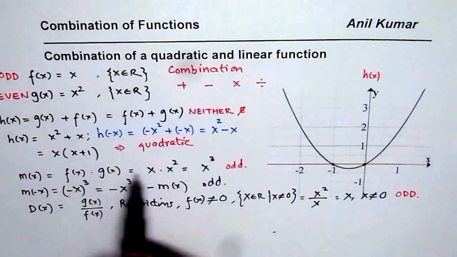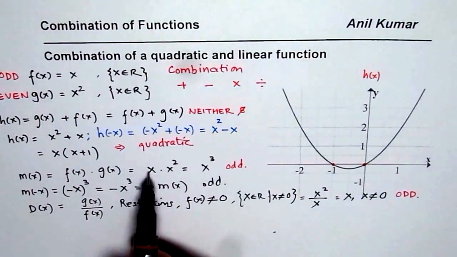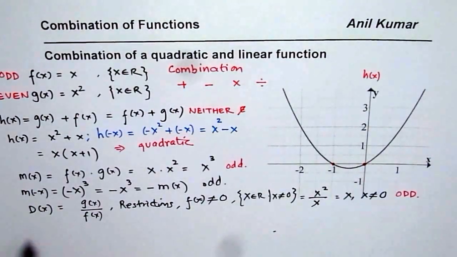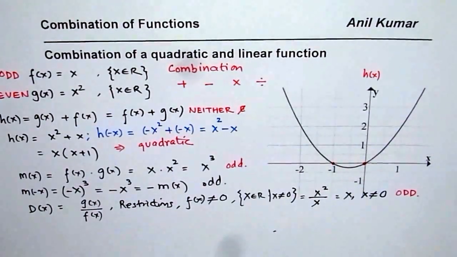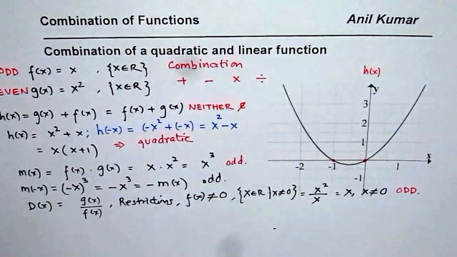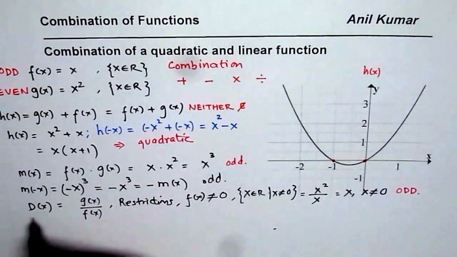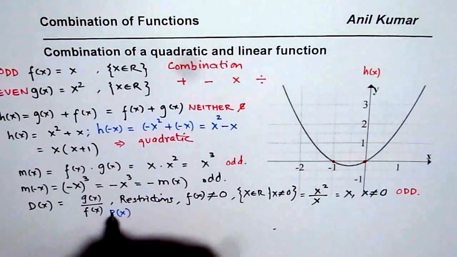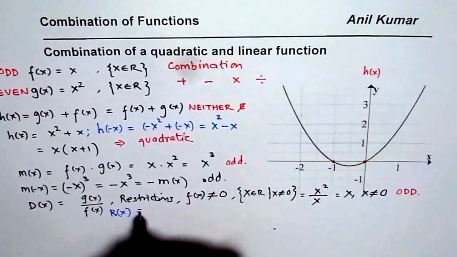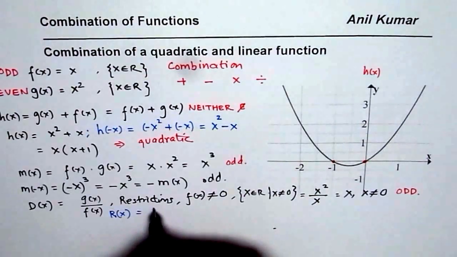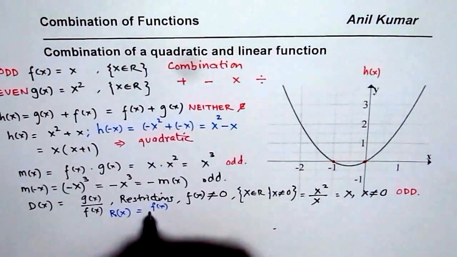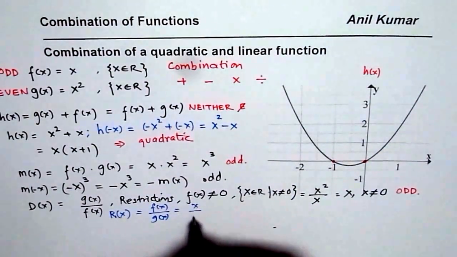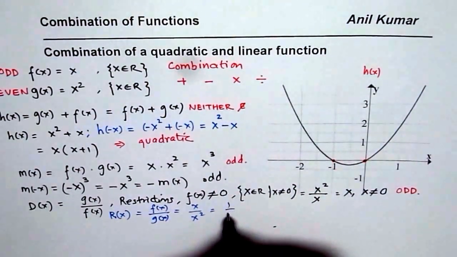Now division, as I said, is not commutative, right? Multiplication is commutative. Whether you multiply x squared by x or x by x squared, you get the same result. But when you divide, you don't. So if I do the reverse, let me call this r of x, a rational function, better. If I do f of x divided by g of x, what do I get? I get x over x squared, which is 1 over x.